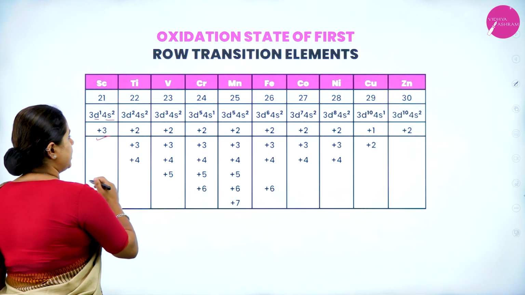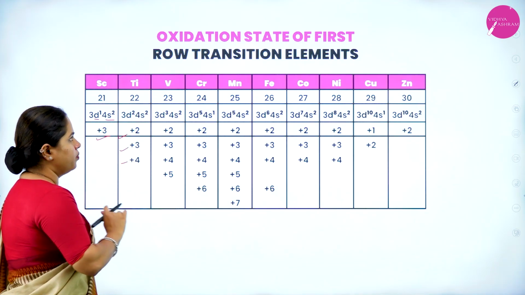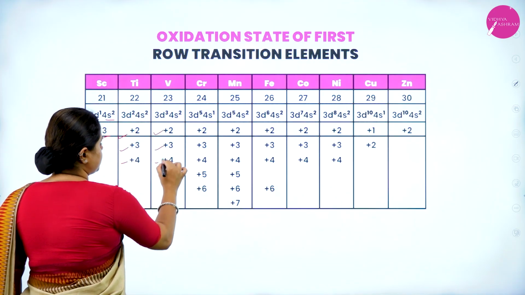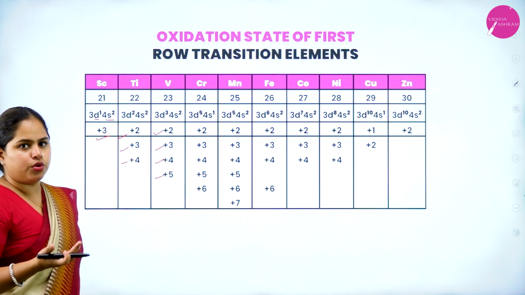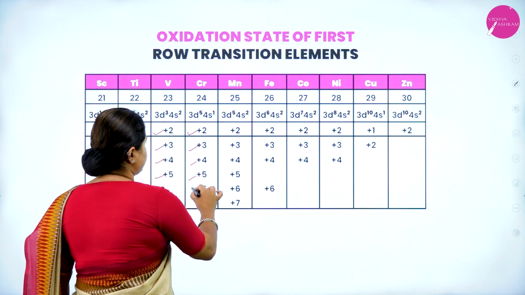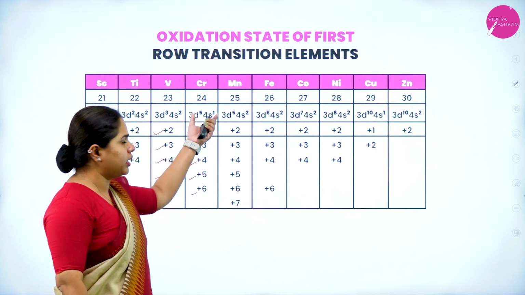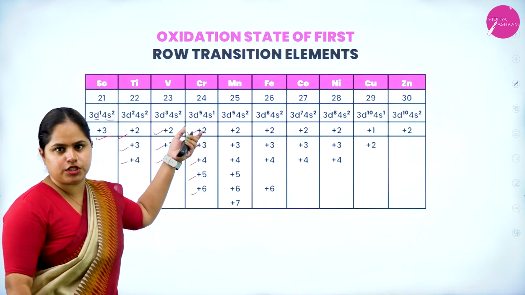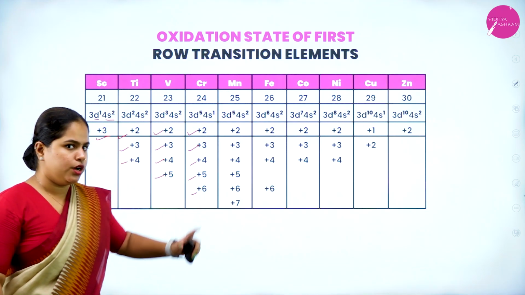Now coming to titanium, it can have +2, +3, +4. Vanadium has +2, +3, +4 and +5. So you already know how to calculate this. Moving on to chromium, it can have +2, +3, +4, +5 and +6, because there are a total of 6 electrons present here. All these 6 electrons can be donated, right?